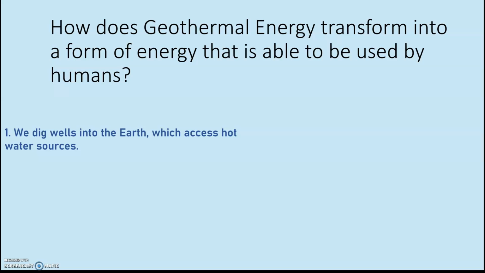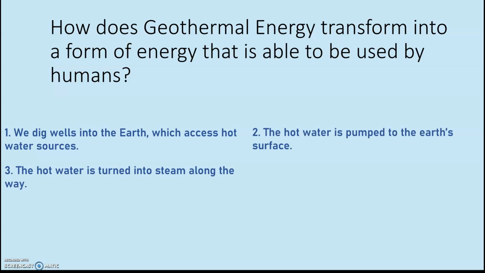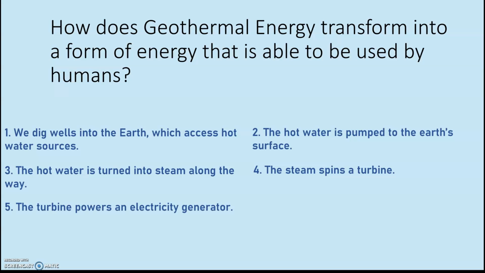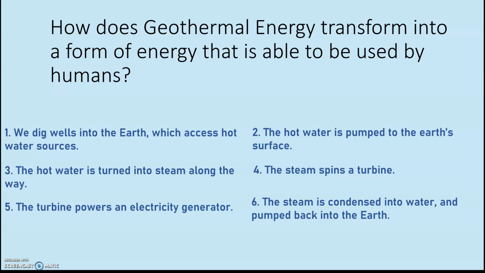Firstly, we dig deep wells into the earth, which are able to access hot water in underground reservoirs. The water is then pumped to the surface, which causes it to evaporate into steam. The steam produced spins a turbine, which is connected to an electricity producing generator. The steam eventually is condensed back into water where it is pumped back into the earth so that the cycle can be repeated. This is how geothermal energy is converted into usable electricity.